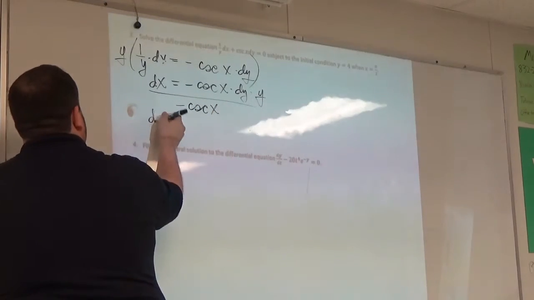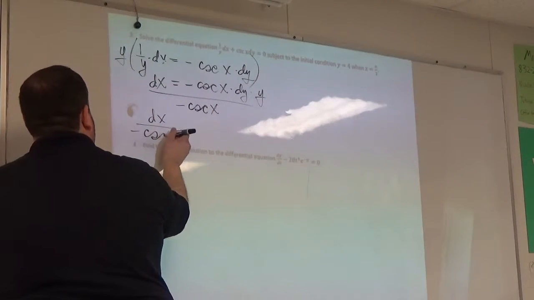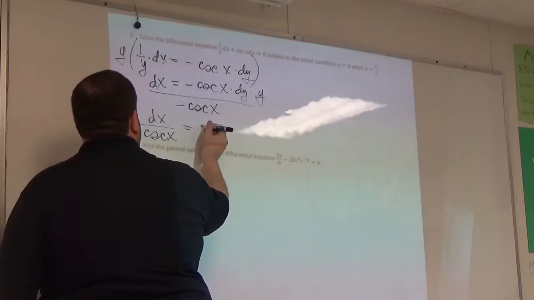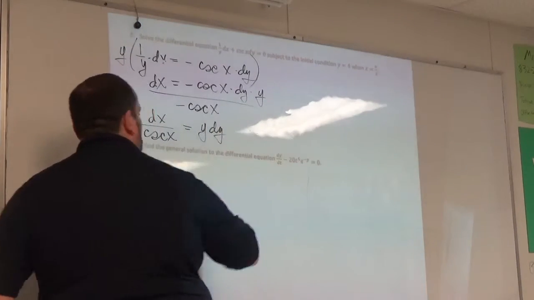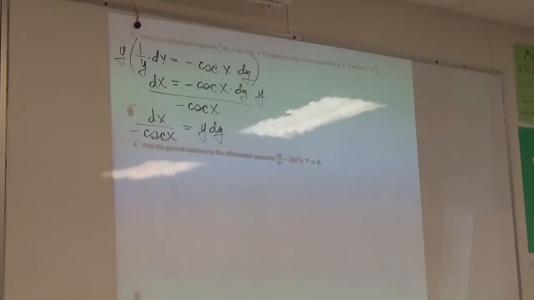Negative cosecant of x. So dx over negative cosecant of x equals y dy. If you guys don't mind, I'm going to write it that way. Now, before anybody totally freaks out on me, dx divided by negative cosecant of x, no, I don't expect you to know how to integrate it if it shows up that way. But there should be some good trig skills in this room. dx over negative cosecant of x.